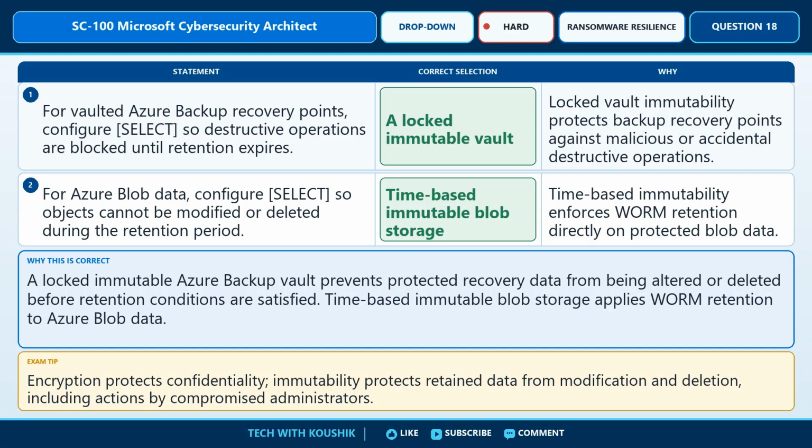For Statement 1, the correct selection is a locked immutable vault. Locked vault immutability protects backup recovery points against malicious or accidental destructive operations. For Statement 2, the correct selection is time-based immutable blob storage. Time-based immutability enforces WORM retention directly on protected blob data. Exam tip. Encryption protects confidentiality. Immutability protects retained data from modification and deletion, including actions by compromised administrators.